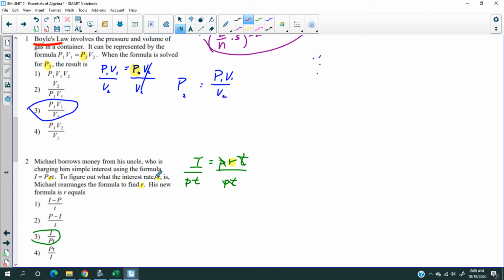Anyway, the second one, the attention that I want to bring to you is that here you can divide p and t at the same time. You don't have to divide it by p and then rewrite. You don't have to do that. You can, because it's multiplication, so you can just divide them at the same time as pt. So that's why that's the answer. Okay, where are we at?